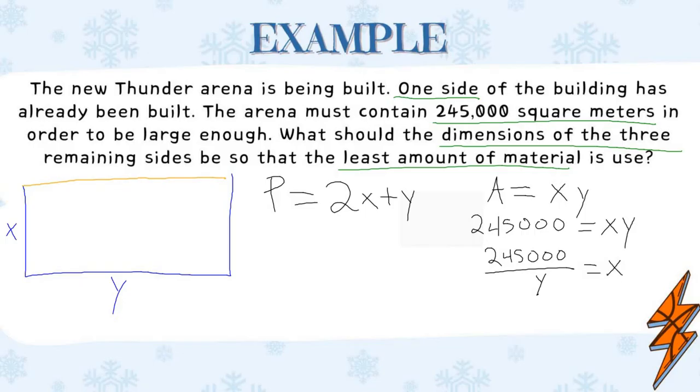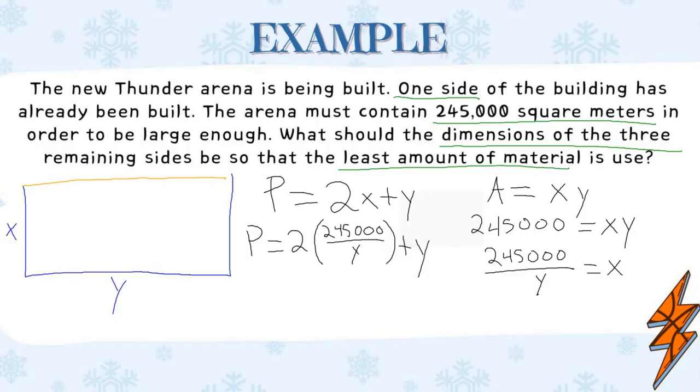Yes? So I get x equals 245,000 divided by y. Then what do I do with that? Plug it in. Where? Perimeter. Yeah, into our other equation. So we have P equals 2 times 245,000 divided by y.